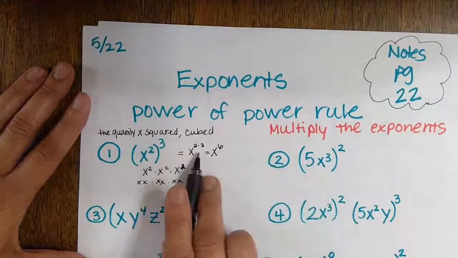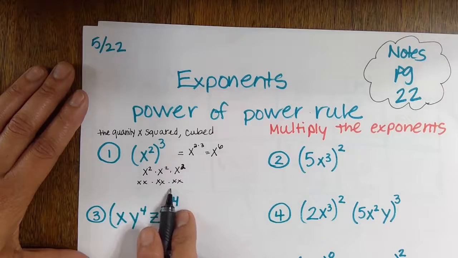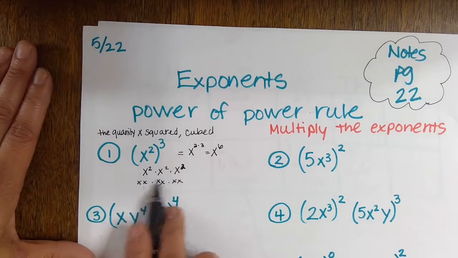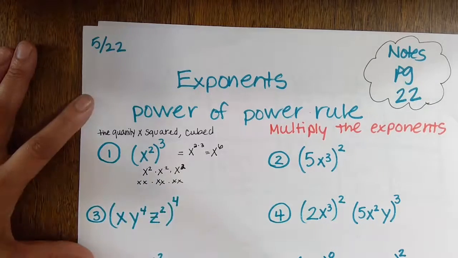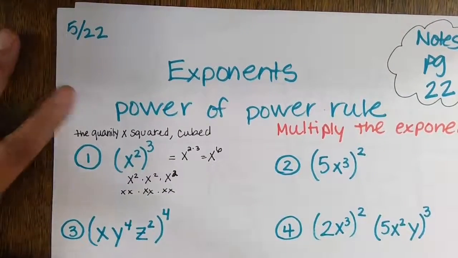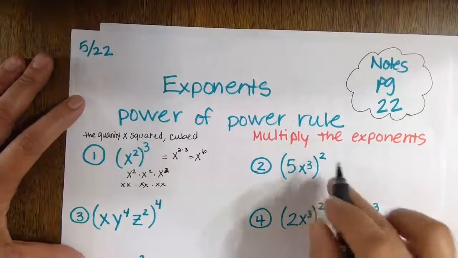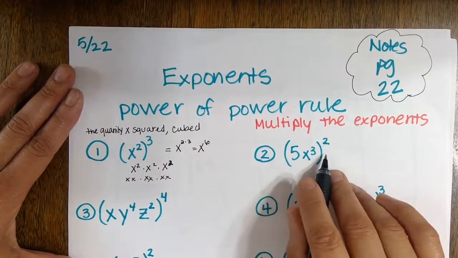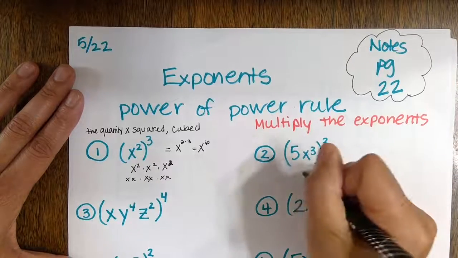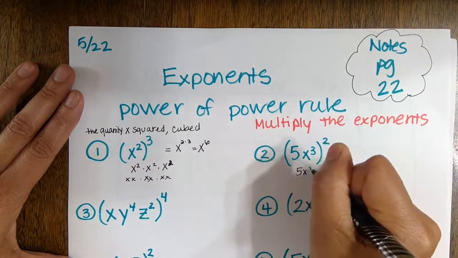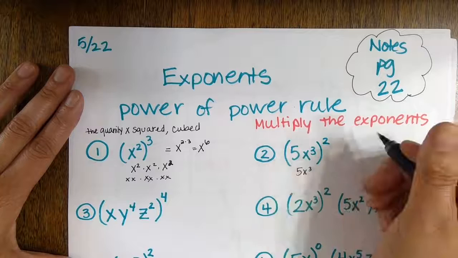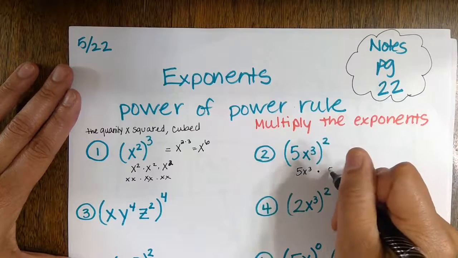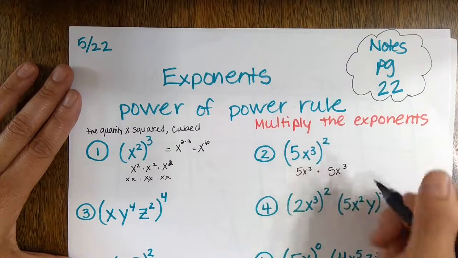You need to use the rule and not draw it out. If you forget, you can always draw it out and get the right answer. So you do need to use the rule, but understand why the rule is that way. I'm going to go ahead and draw this one out as well. 5x cubed squared. So that's the quantity 5x cubed, squared. So times another 5x cubed.